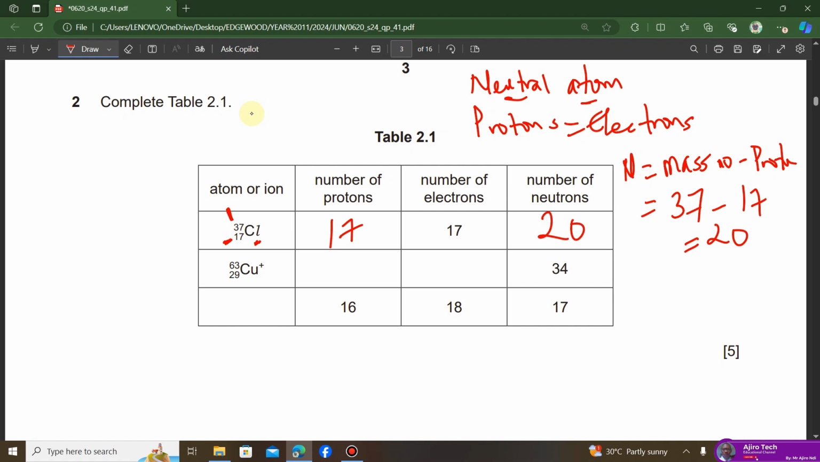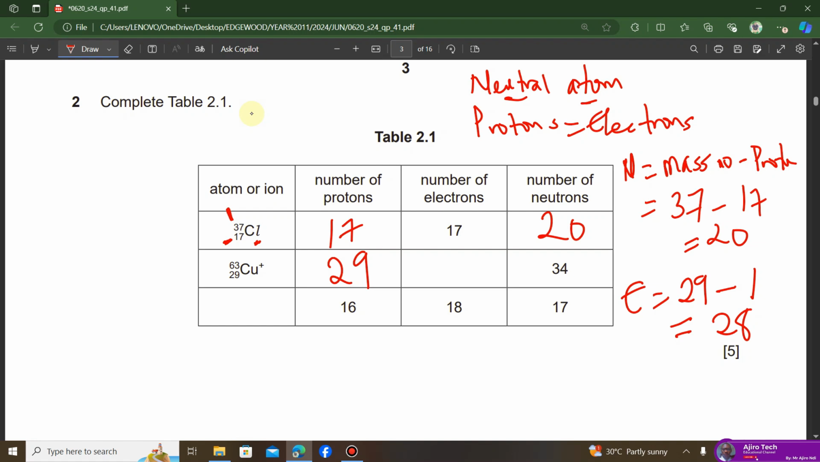For the second one, where we have the copper cation, you see that the copper there is not a neutral atom, but rather a charged atom. So it's an ion, a cation precisely. The number of protons remains the same in a charged ion, so it's basically 29, but the number of electrons changes. The copper cation having a plus charge means that the copper has lost an electron. So the number of electrons will become the proton number minus 1, since this is just a single charge. By the time you deduct that, you have 28.